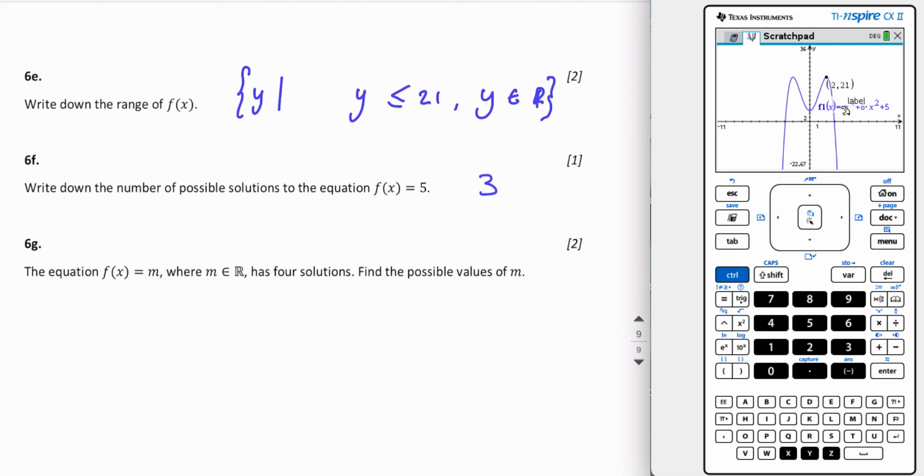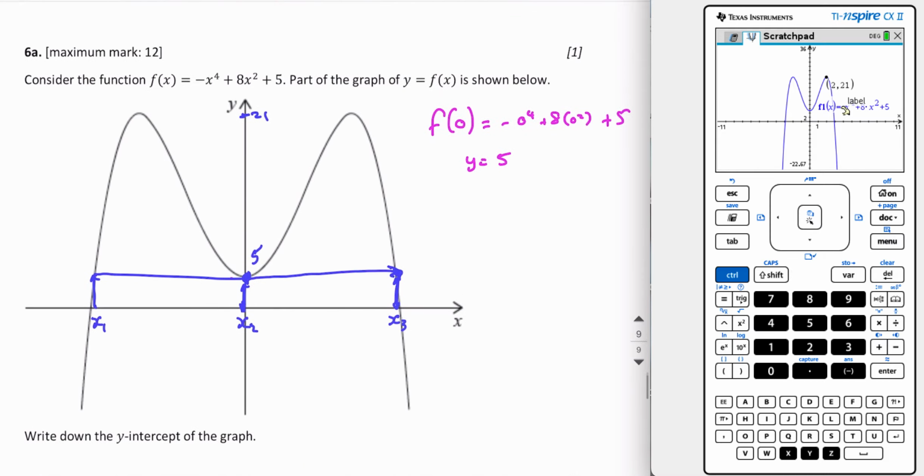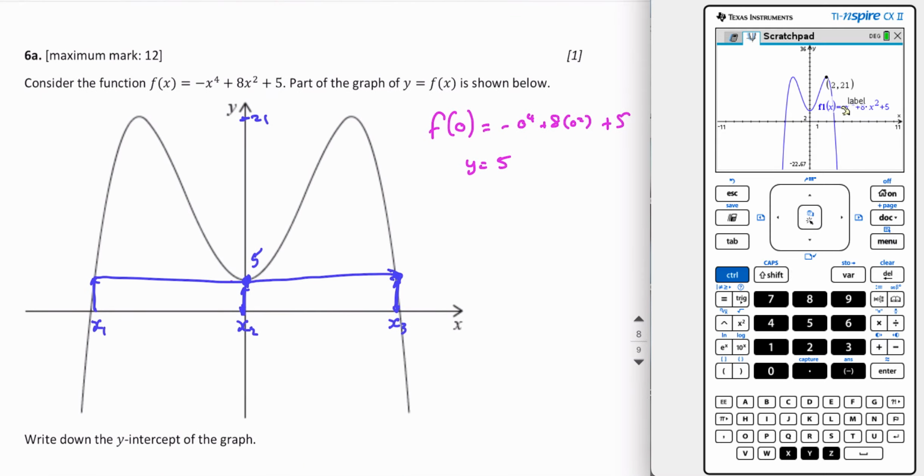Finally, the equation f of x equals m, where m belongs to R, has 4 solutions. Find the possible values of m. We need to look at the graph, and we need to try and decide where we can draw a horizontal line where we cross the function 4 times. Where could we draw that?